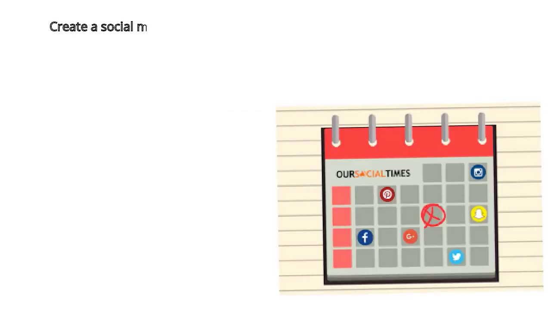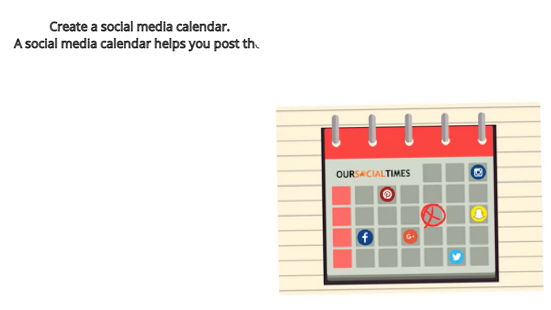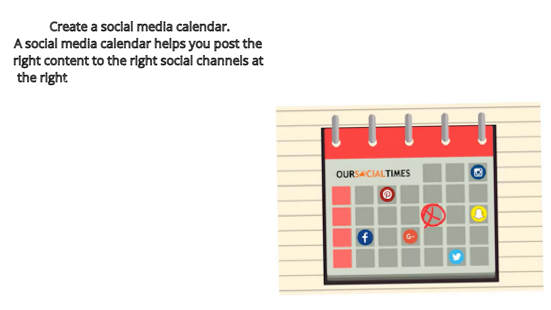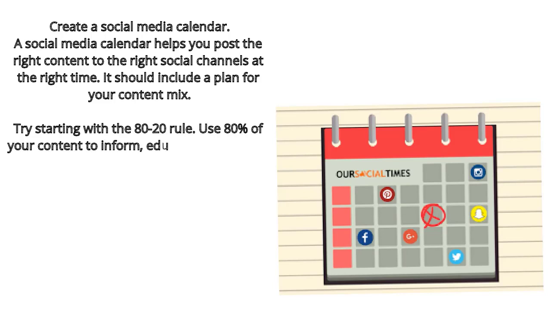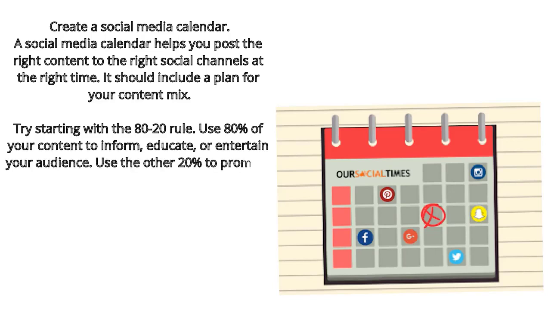Create a social media calendar. A social media calendar helps you post the right content to the right social channels at the right time. It should include a plan for your content mix. Try starting with the 80-20 rule. Use 80% of your content to inform, educate, or entertain your audience. Use the other 20% to promote your brand or sell your products.